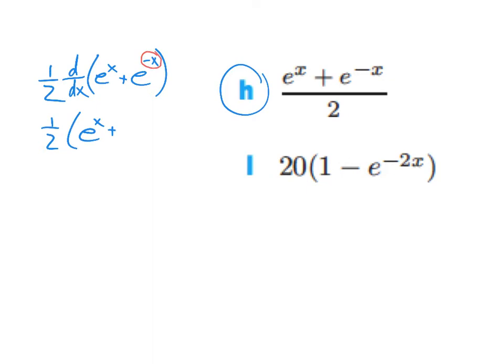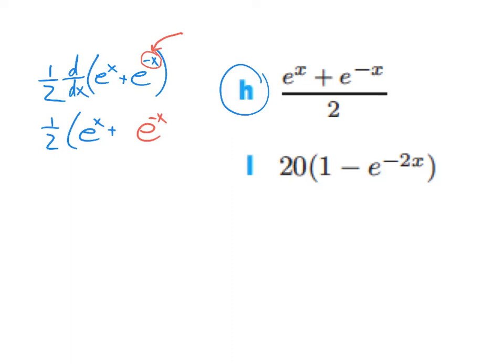What's the derivative of that? Negative e to the negative x? Isn't that just negative 1? No. Well, the derivative of e to a power is e to that power, so that just stays the same, times the derivative of the exponent. What's the derivative of the exponent?